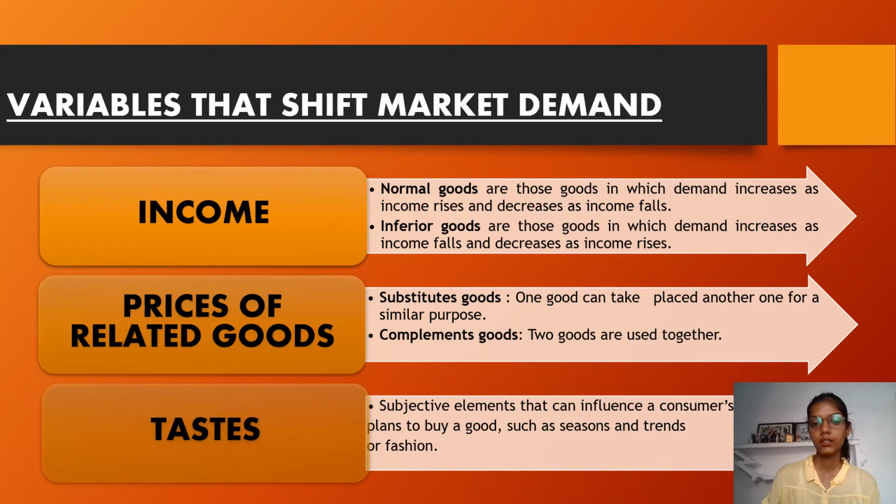Price of related goods. There are two kinds of goods: substitute goods and complementary goods. One good can take the place of another good for a similar purpose, while complementary goods are those which are used together in a market.